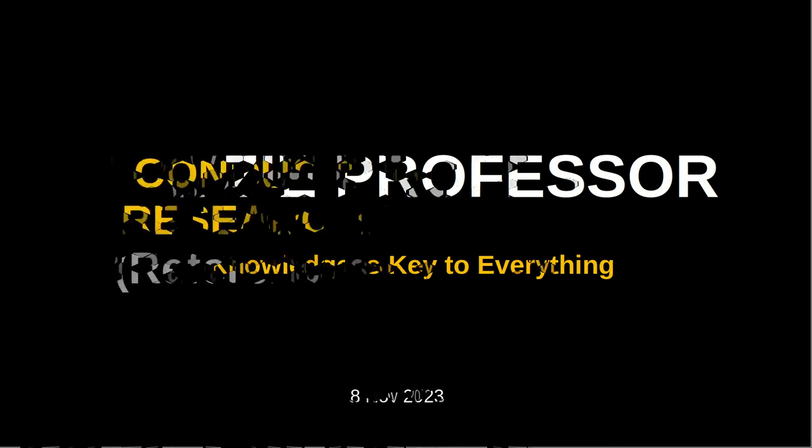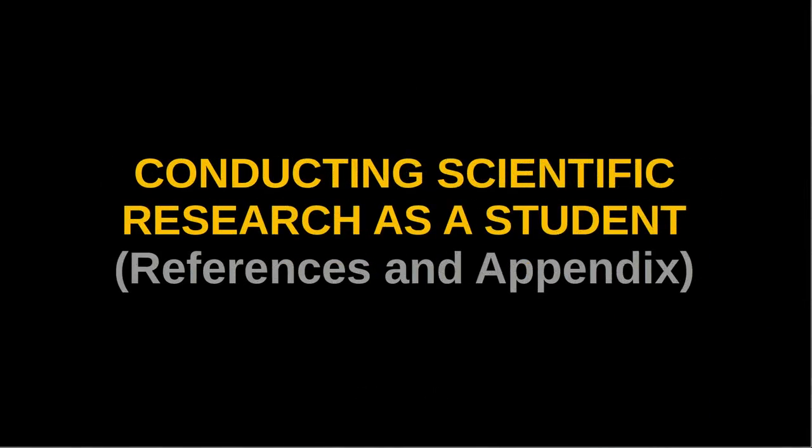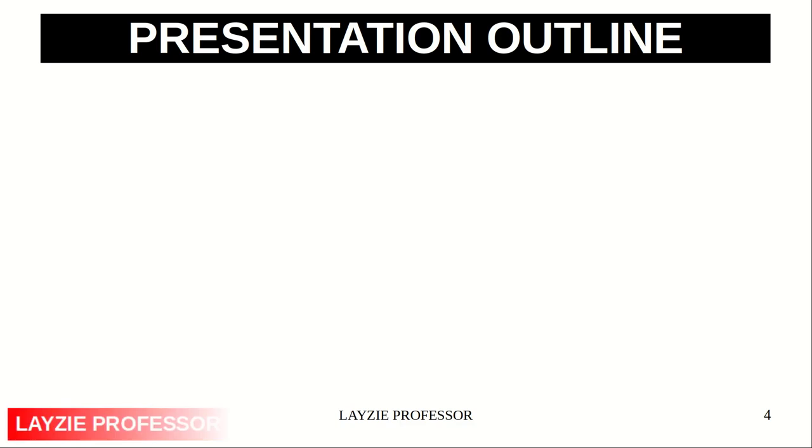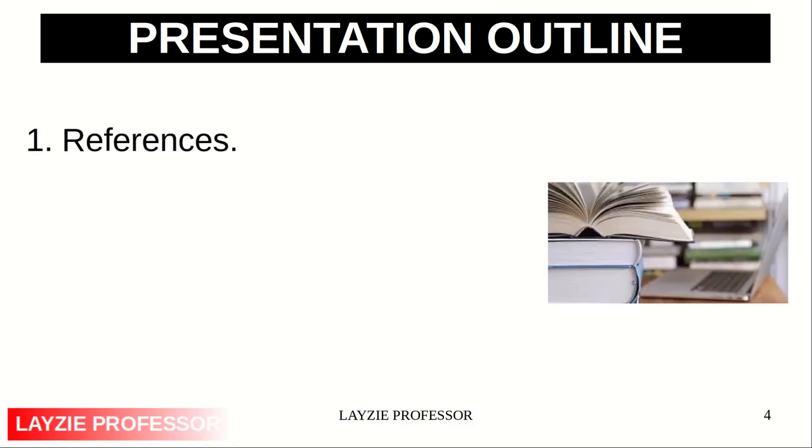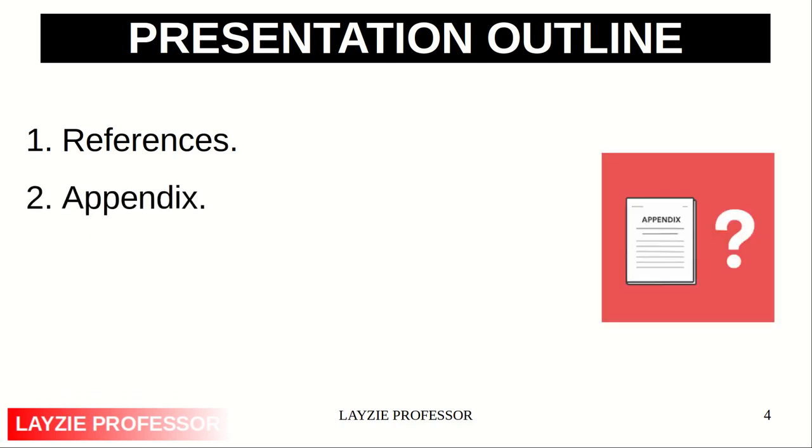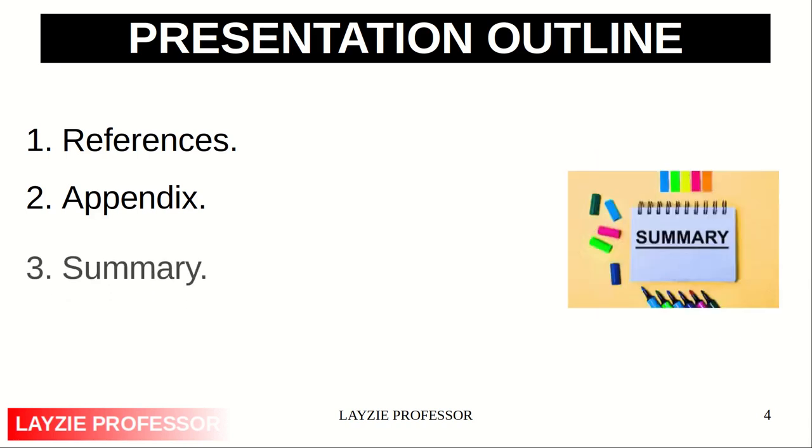In this presentation, I'm going to talk about conducting scientific research as a student, and I'm going to focus on references and appendix. My presentation has the following outline. First, I'm going to talk about the references and explain what these are. Then I'm also going to talk about the appendix and what information goes into the appendix. Then I'm going to summarize the information. So let's get started.